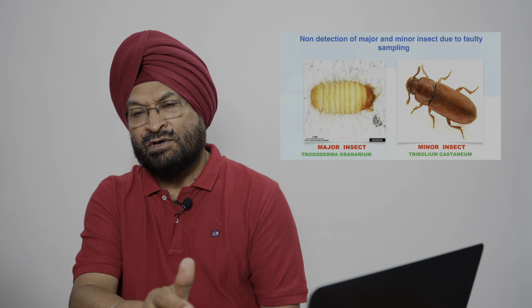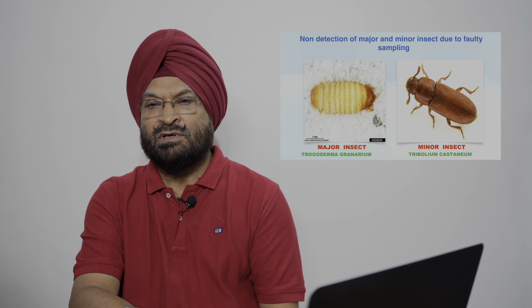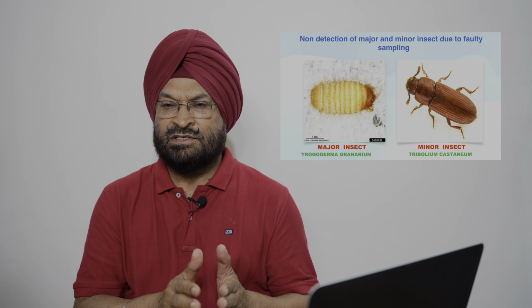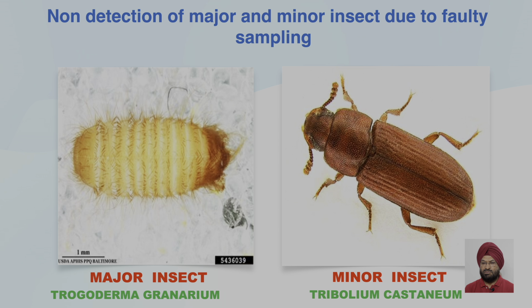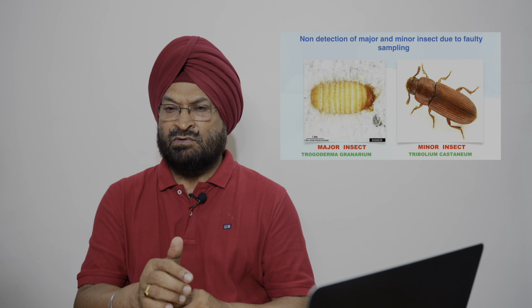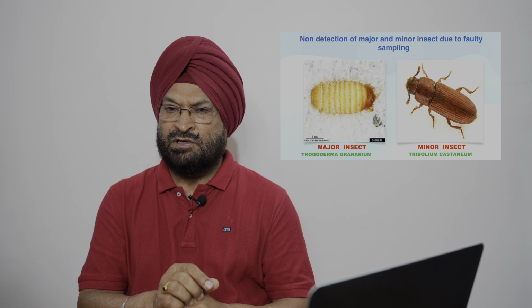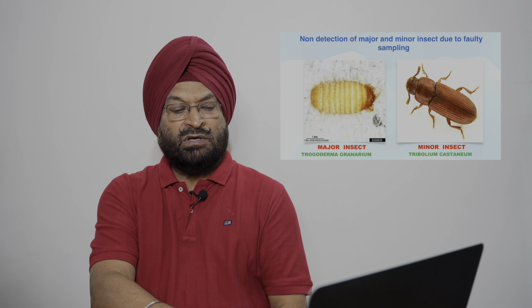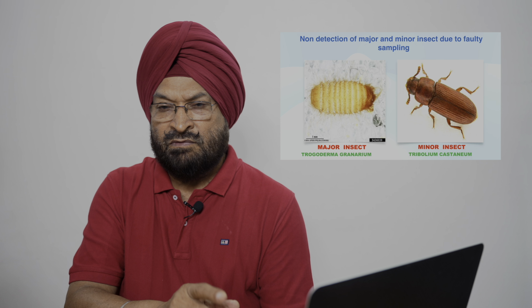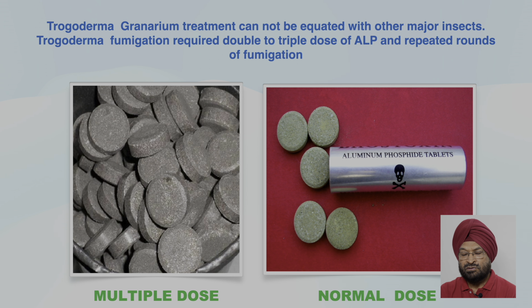Next is that when we go for sampling, we do not recognize the insect. If there is a major insect like Trogoderma, it needs a different type of treatment. For minor insects, the normal dose applies. So it is very important to identify which insect we are treating, which stack is infested with major or minor insects, particularly Trogoderma or Tribolium or Tribolium castaneum, etc.